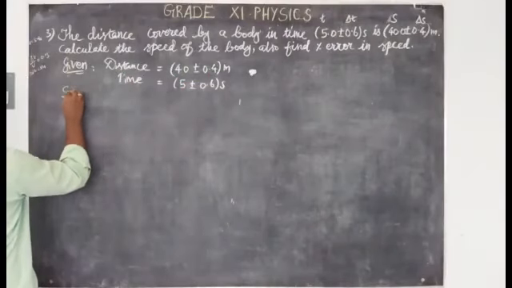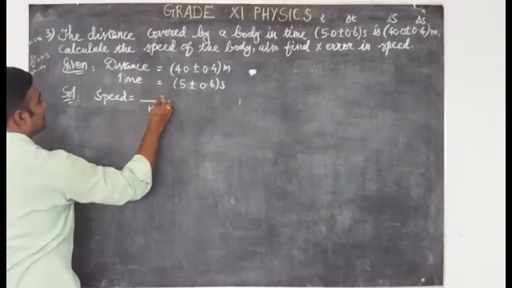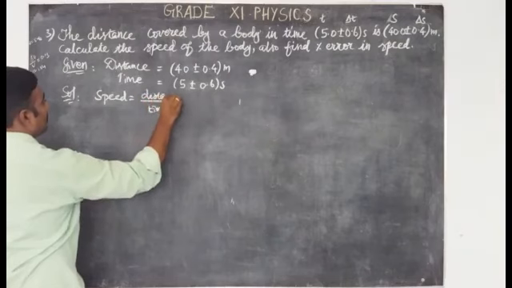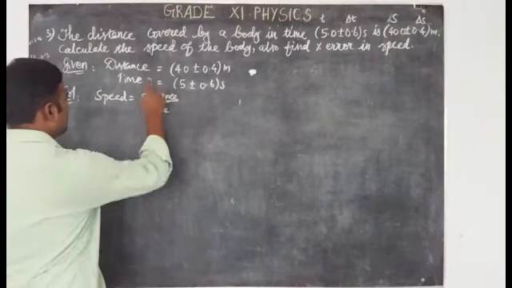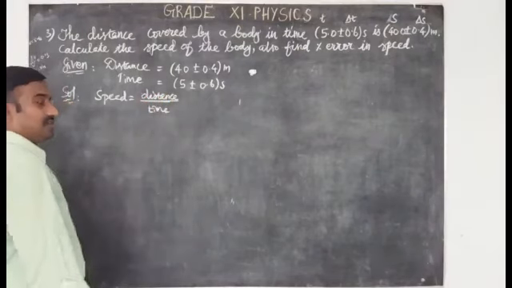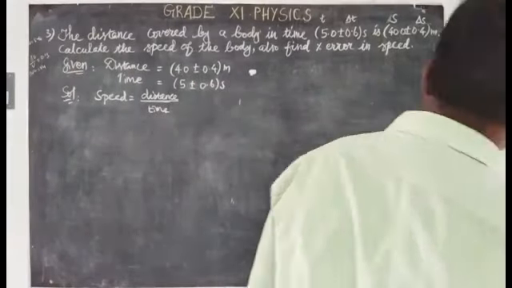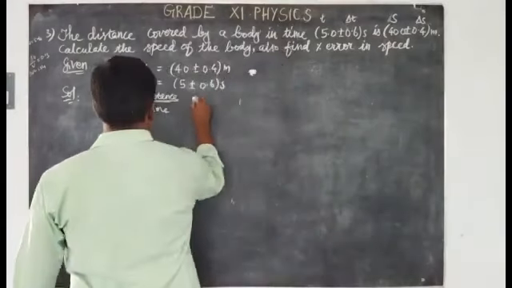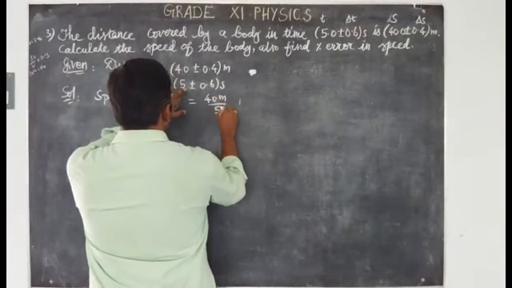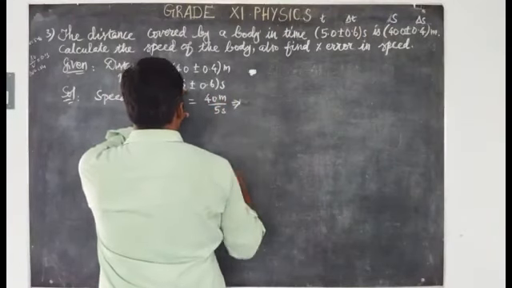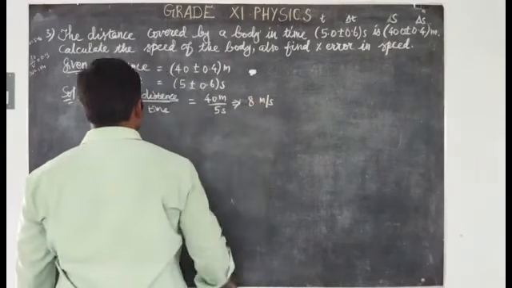As we know, we need to calculate the speed. What is speed? Speed is the rate of change of distance, that is, distance by time is called speed. They have given the distance as well as the time, so easily we can calculate the speed. What is the distance? The body covers 40 meter in 5 seconds. So 40 by 5 is equal to 8. 8 fives are 40. So 8 meter per second. This is the speed.